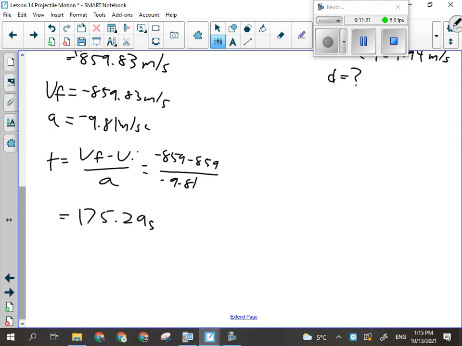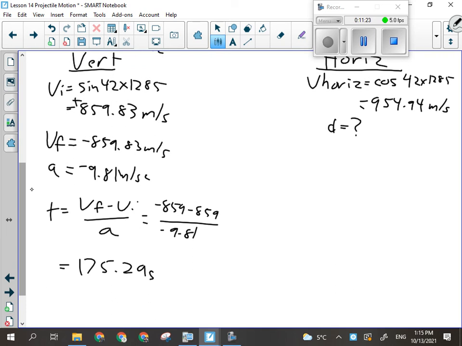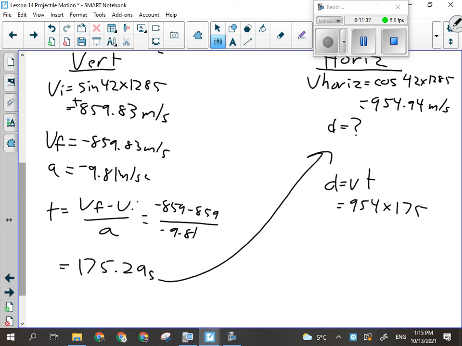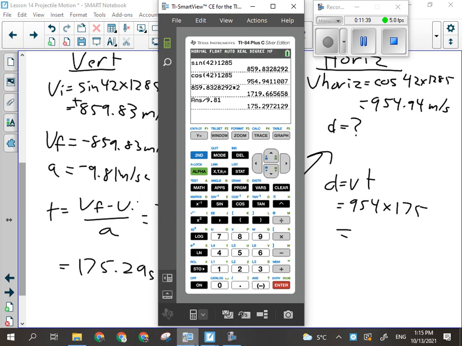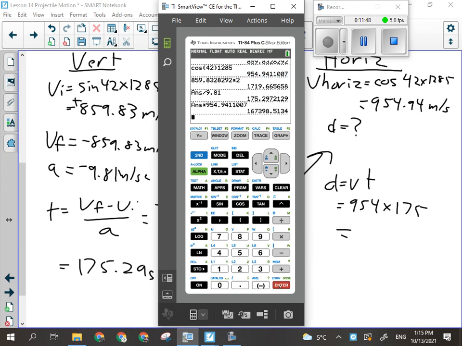Okay, and I'm going to keep all the decimals. So that number can come over here because it's the only thing the vertical and horizontal parts share. So D equals V times T. That'll be the 954 times 175. That'll get us our horizontal distance traveled. So again, I'm keeping all my decimals by doing it this way.